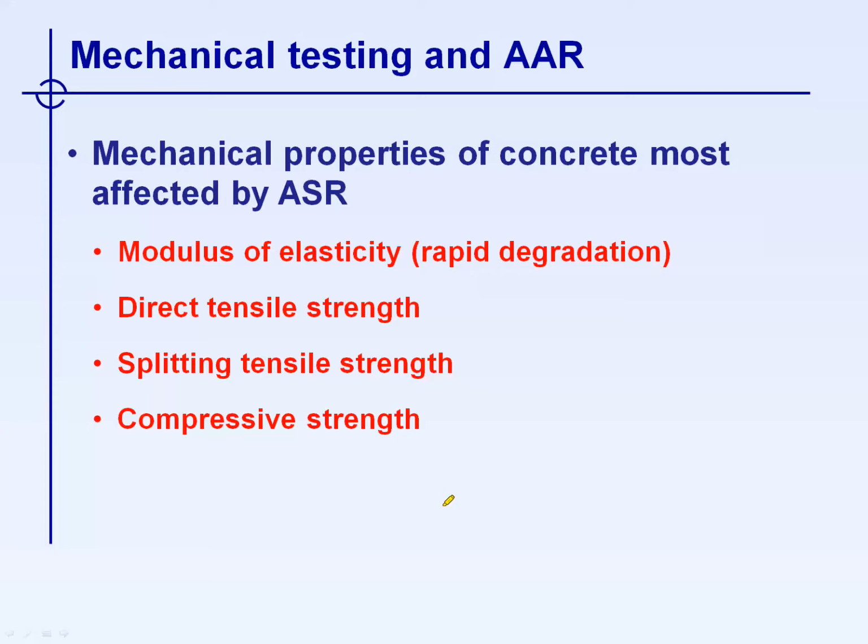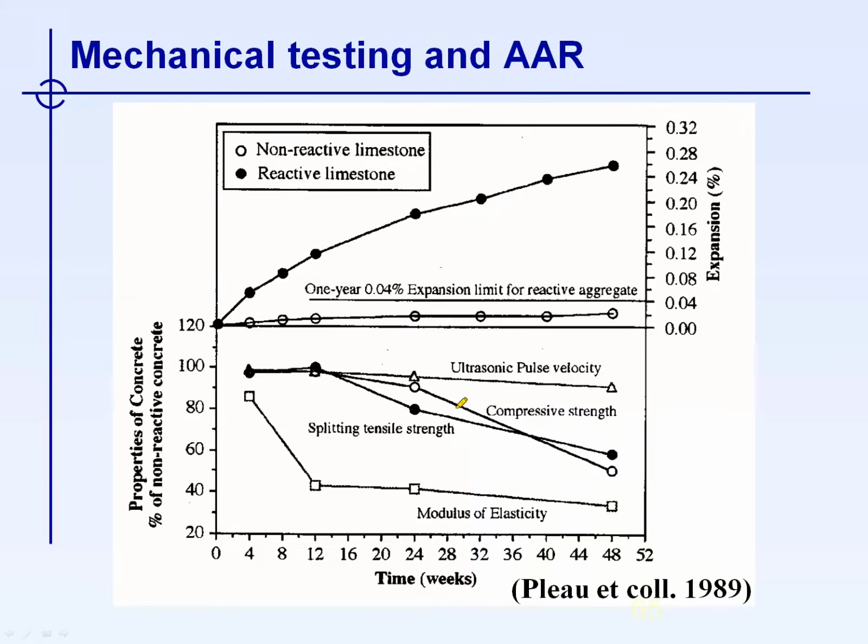So other tools than petrographic examination can be used for determining the condition of the concrete. Mechanical testing can be used. The mechanical properties of concrete affected by ASR are not necessarily affected similarly by the process. The mechanical property that is the most affected by ASR is modulus of elasticity, and the least affected is compressive strength.